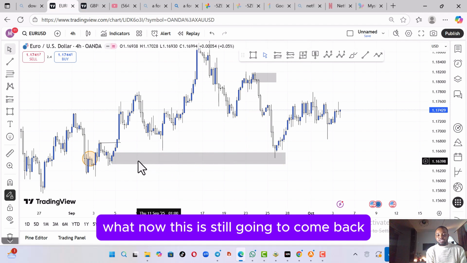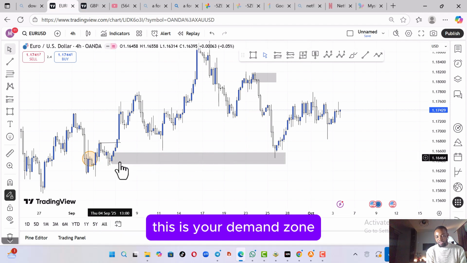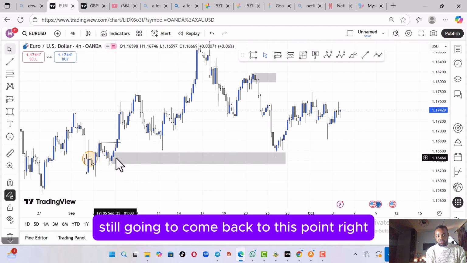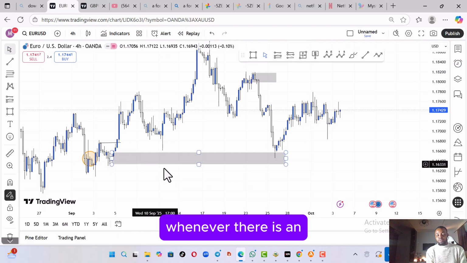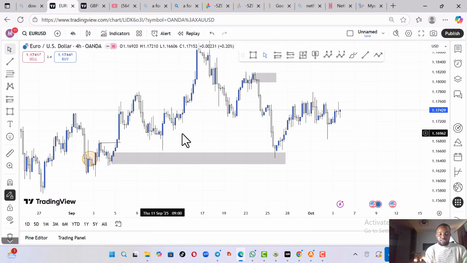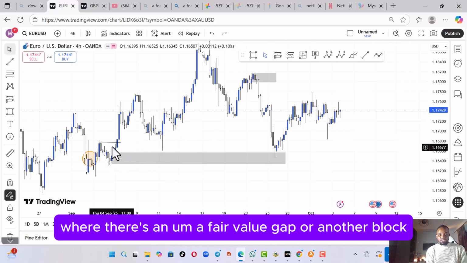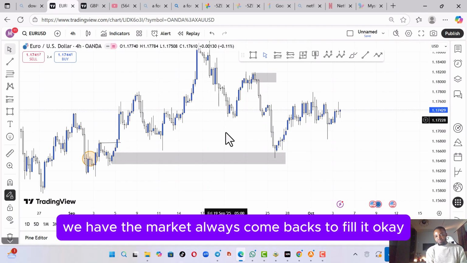This is still going to come back. This is your demand zone. It's still going to come back to this point, right? Whenever there's a fair value gap or another block, the market always comes back to fill it.